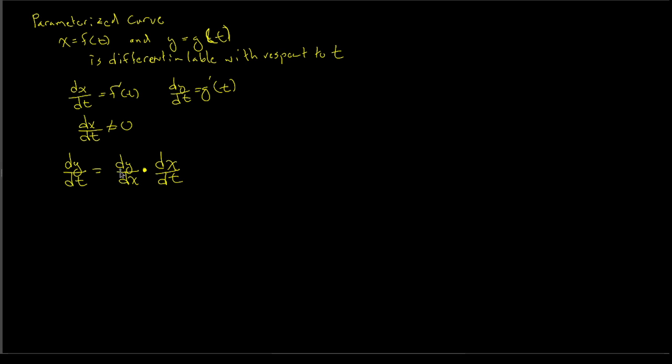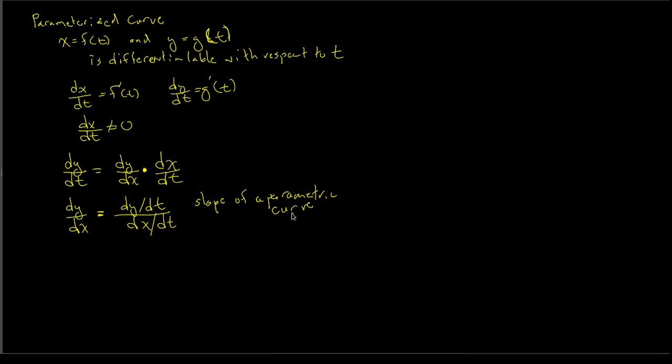So let's solve for dy/dx, which is the slope that we would see at a given point in our regular notation. dy/dx represents slope on an xy plane. And so if we solve for dy/dx, I'm going to divide the right-hand side by dx/dt. And so we have the slope of a parametric curve: dy/dx is given by dy/dt divided by dx/dt.